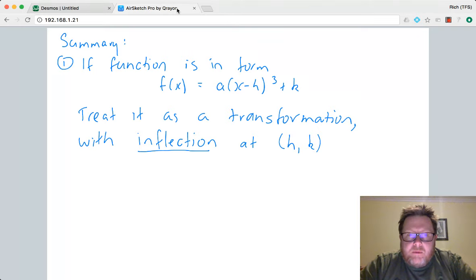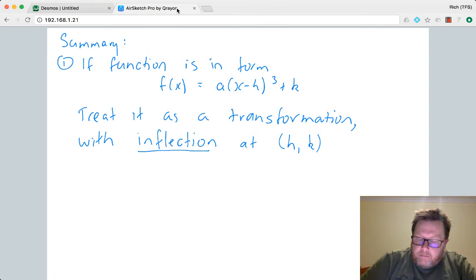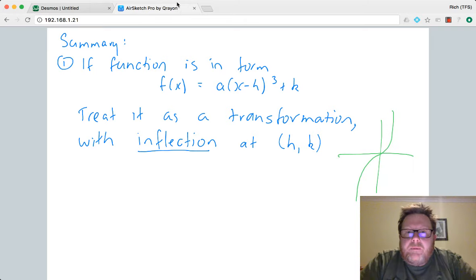Then we treat it as a transformation, and the inflection, so it gets to that point but keeps going, slows down when it gets to that point, but then it speeds up again after that point, but basically stays in the same direction. So kind of like this, gets to the point and then goes up again, and the inflection is at h, k.